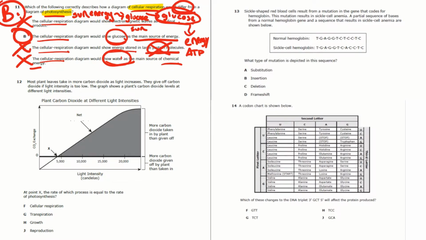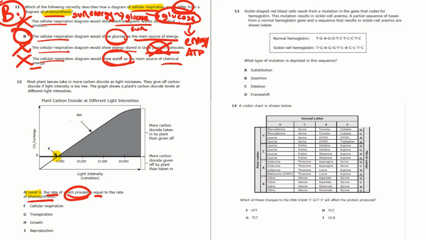Number 12. Most plant leaves take in more carbon dioxide as light increases. They give off carbon dioxide if light intensity is too low. The graph shows a plant's carbon dioxide levels at different light intensities. At point X, the rate of which process is equal to the rate of photosynthesis. So, think about it. Point X, right here. That's what they're saying. Okay? They want to know what rate of what process is equal to photosynthesis.